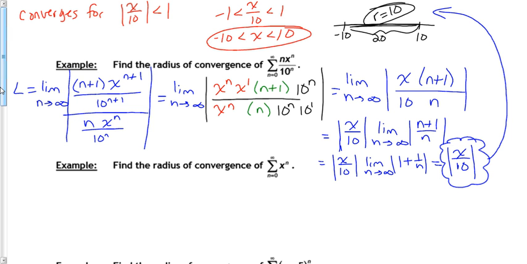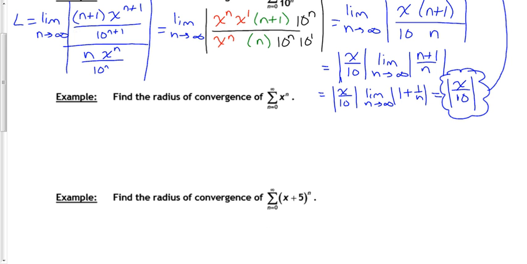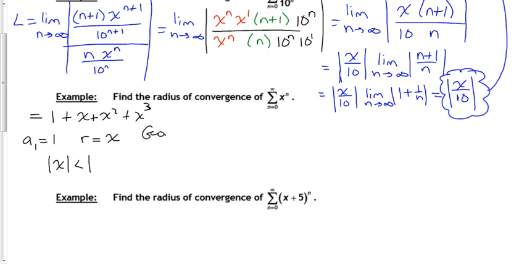What I'd like for you to do now is we're going to do the next example together. For the next example, I can do the ratio test if I would like. However, this thing is geometric. This series is equal to 1 plus x to the 1 plus x to the 2 plus x to the 3, where a sub 1, the first term, is 1. My ratio is x. And as long as my ratio is less than 1, my geometric series will converge. Again, this is just a geometric series rule. If I recognize that, it makes it so much easier.